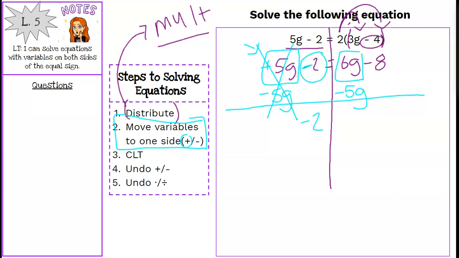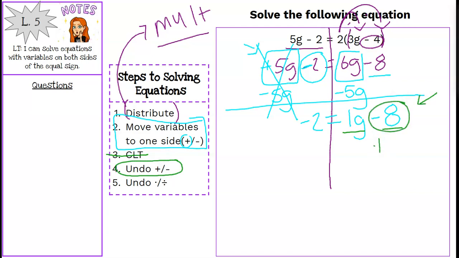Please don't forget that negative sign there. Equals 6g minus 5g is 1g. And then bring down the minus 8. Combine like terms we don't have to do because we see 1g and 8. 1g has a g, 8 does not have a g, so we don't have like terms. But what we can do is undo addition and subtraction. We look on the side with our variable, we have a minus 8 that we can undo with a plus 8. Do that on both sides.